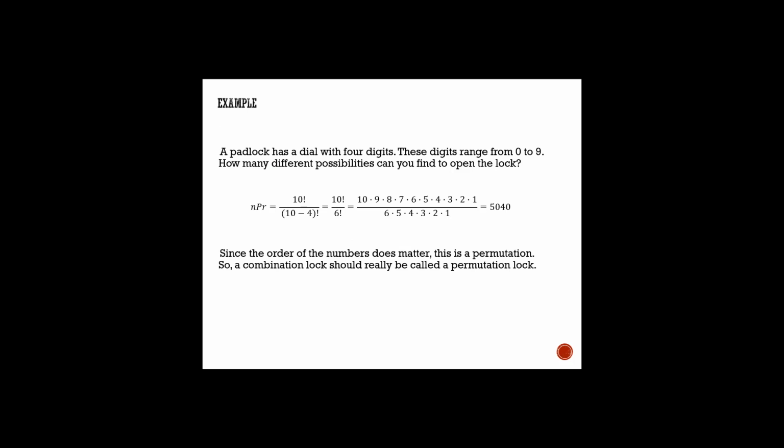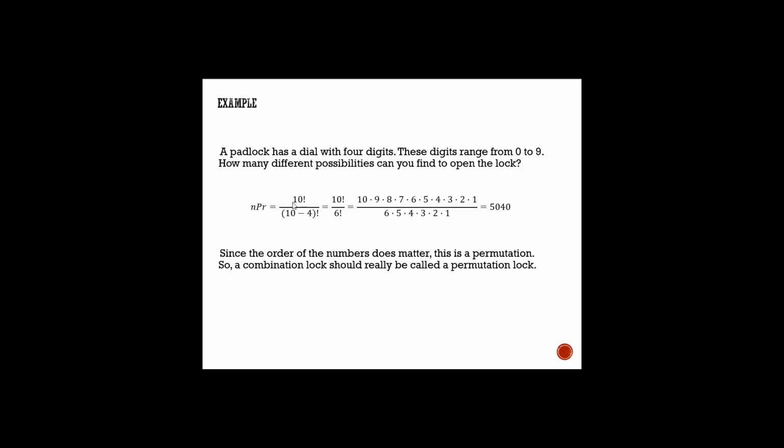And here's an example. A padlock has 4 digits on it, and these digits go from 0 to 9. How many different possibilities can you try to open this lock? Now, in a padlock, of course, order does make a difference because each digit has to be specific to whatever you've set it to, right? So order does make a difference in this one.